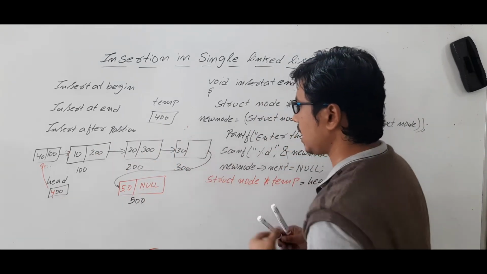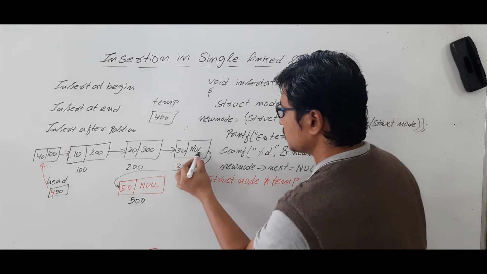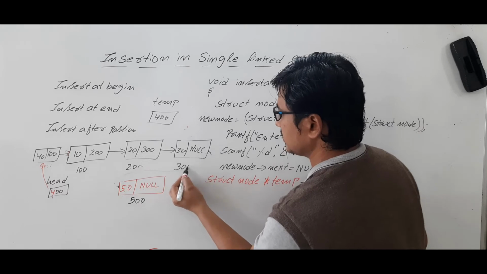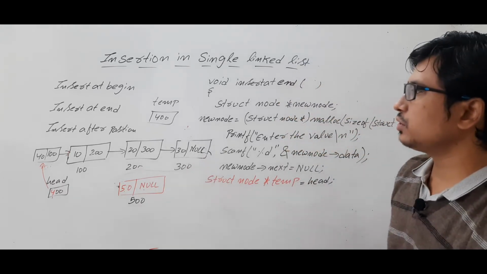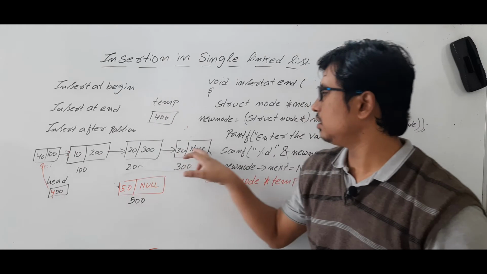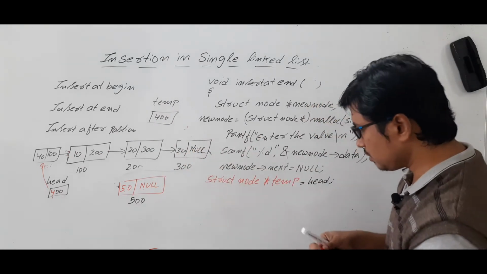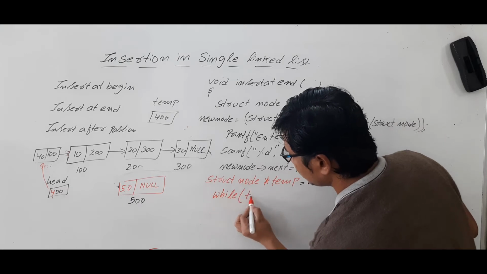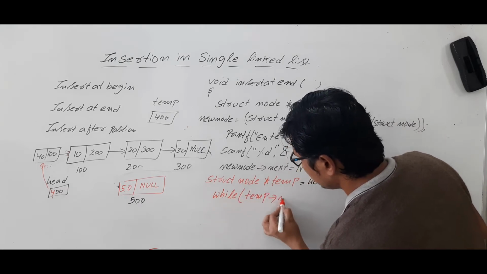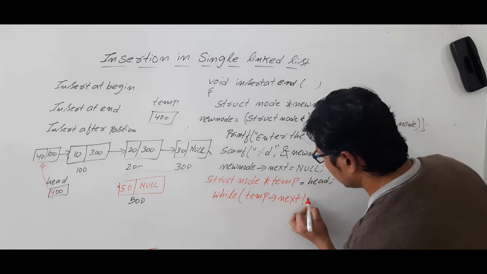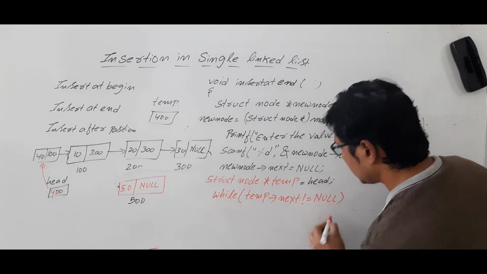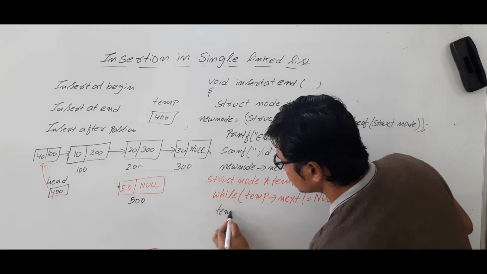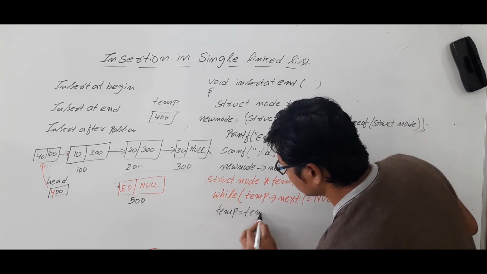Right now it has null. This is the last node. For this node you want to add whatever new node you have created. Is it clear? To do that, you have to traverse till the last node. So what you have to write is: while temp of next not equal to null, temp is equal to temp of next.